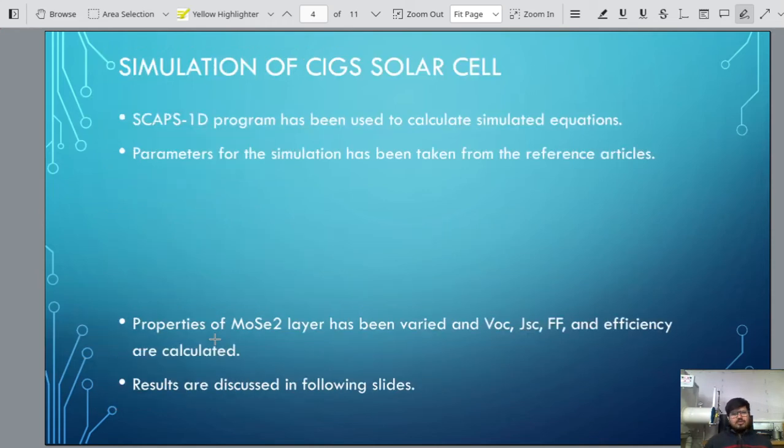Now, I have simulated a CIGS solar cell with MoSe2 back contact by using the SCAPS-1D program, which is freely available on the internet. Parameters such as thickness and band gap have been varied and optimized for the high efficiency solar cell. Properties of the MoSe2 layer have been varied, and general properties of the solar cell such as VOC, JSC, fill factor and efficiency are calculated. Results are discussed in the following slides.